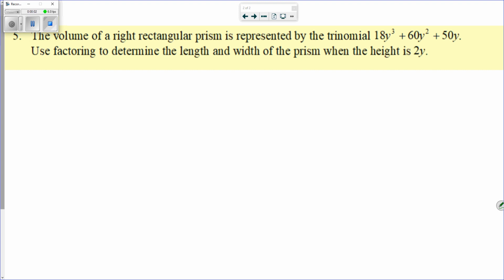Look at number 5 from the 3.8 worksheet. The volume is represented by the trinomial 18y cubed plus 60y squared plus 50y. We know volume in a rectangular prism is length times width times height. Use factoring to determine the length and the width of the prism when the height is 2y. We're given the height.